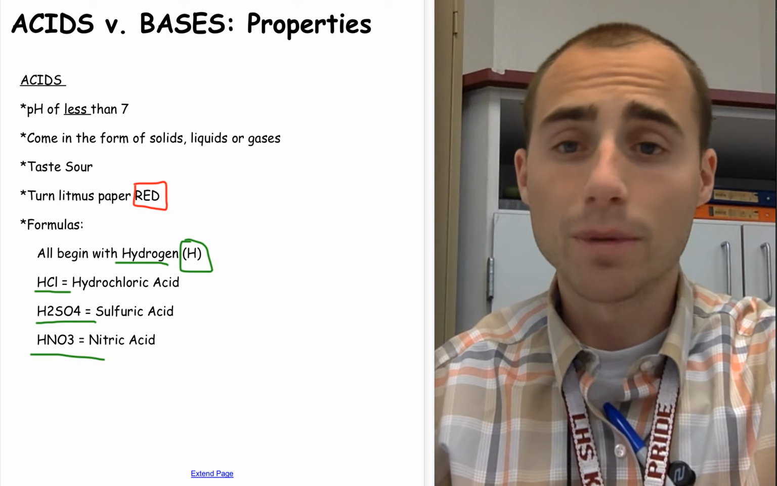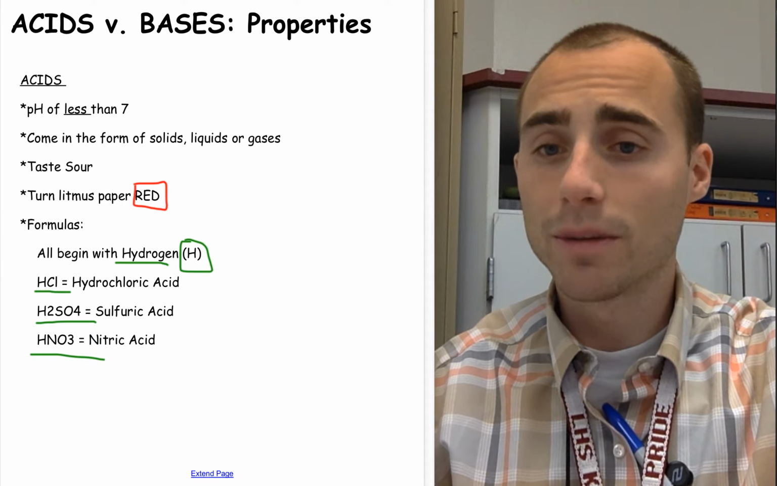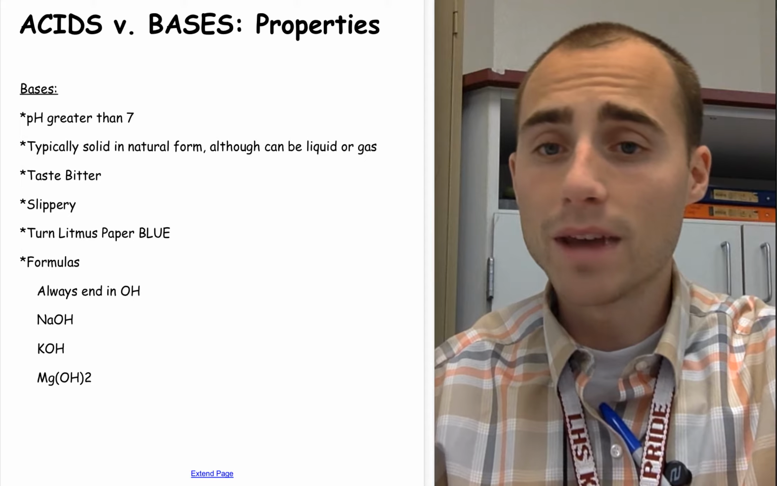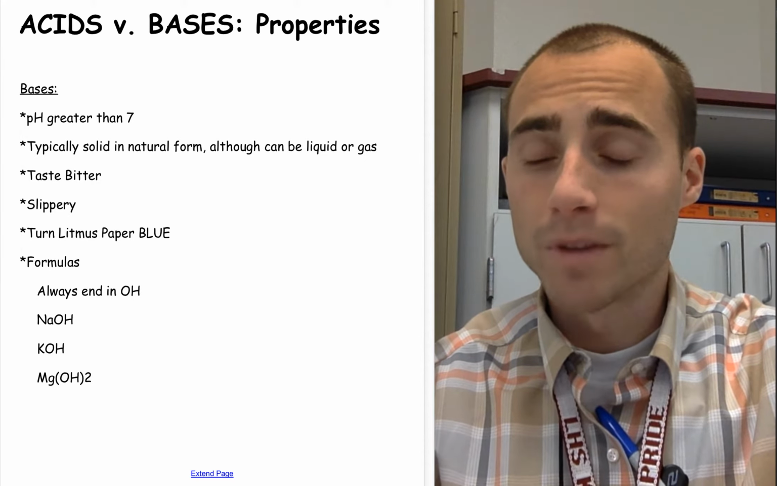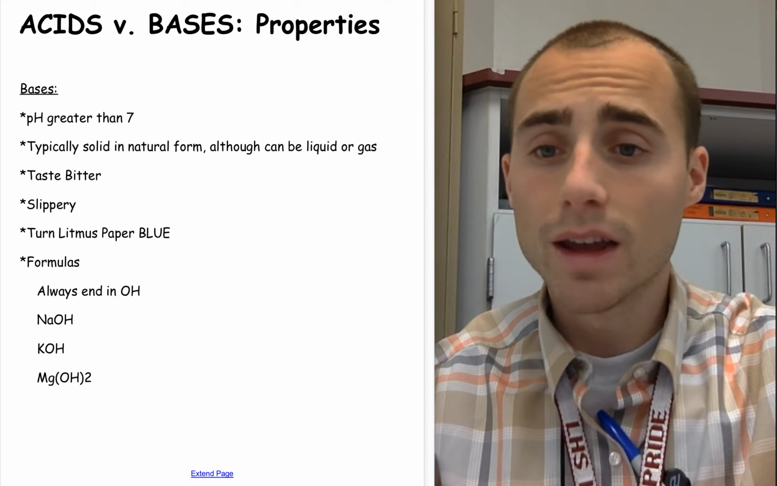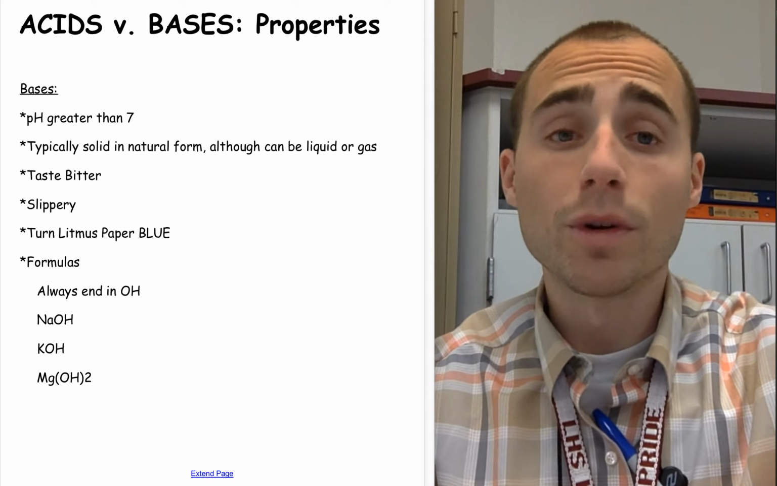So these are some basic properties of an acid. Let's look at basic properties of a base. They have a pH greater than 7. So 7 and above, from 7 to 14, those are going to be bases.